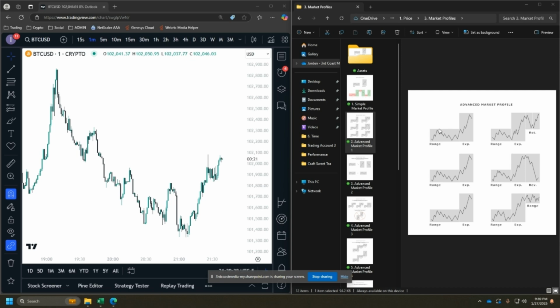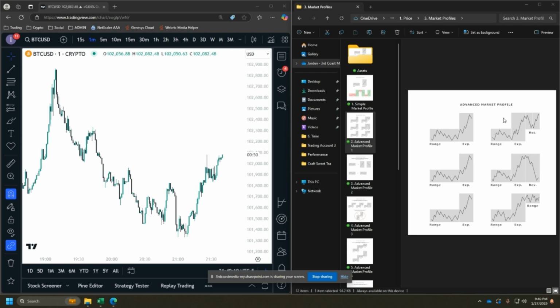So we have a range that starts the profile, then we have an expansion. We have a range, expansion, range, expansion. This could also be an expansion downward as well. So there's no difference between an expansion upward or an expansion downward. They're both considered expansions.